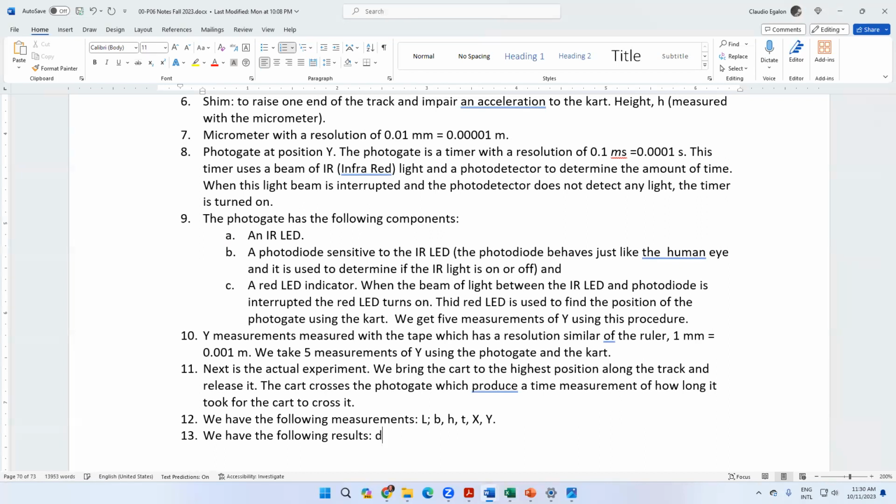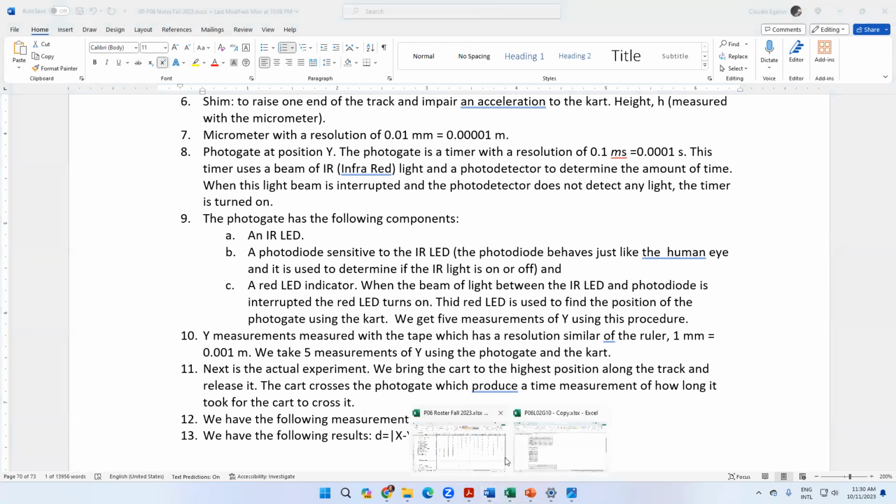We have the following results. We have D, that is the magnitude of X minus Y, the distance. Okay, we have V, we have V squared. Do we have anything else as a result? Let's take a look there.